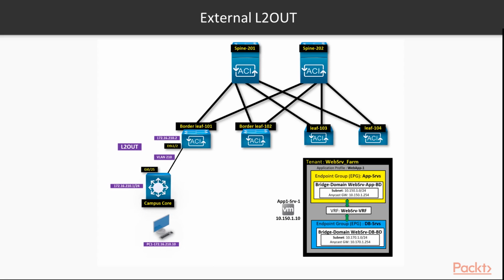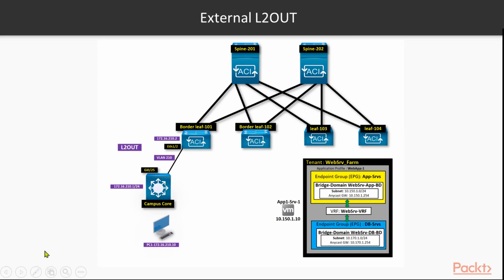So remember in Section 5, we discussed L3OUTs, which is basically peering a Layer 3 routing protocol between my ACI fabric and my external core switch or external router. L2OUTs are known in ACI as an external bridge domain, meaning that, as you can see in the slide right here, I can extend a VLAN into my ACI fabric from an external network, right?